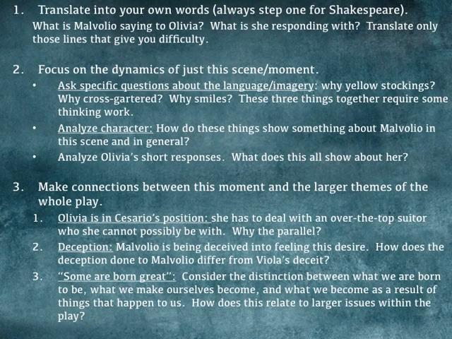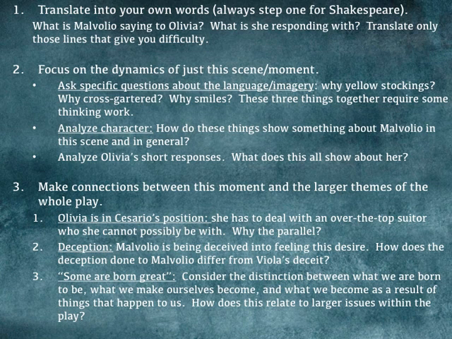Once we've answered these questions, we understand this small scene on its own, and we get to dig into the deeper meaning of this small moment, and that's extremely important. All of those small things, Olivia's responses, the yellow stockings, the cross-gartering, those things are important. But now that we understand the scene, we can go to the deeper meaning. Make connections between this moment and the larger themes of the whole play. Well, what are some things we notice off the bat?